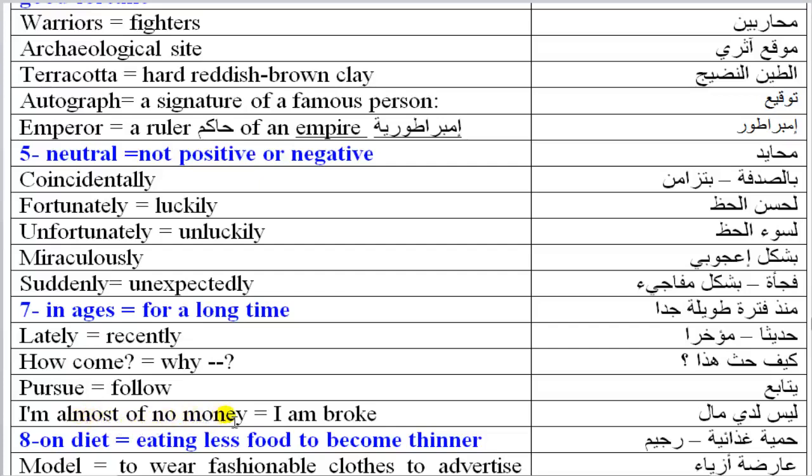I'm almost out of money. L silent. I am broke.